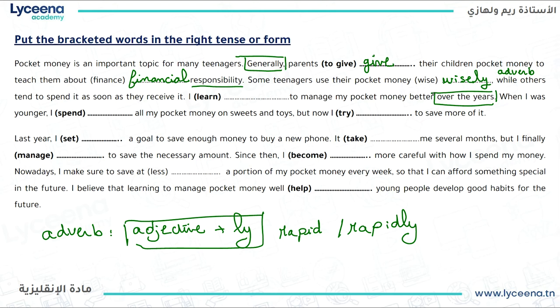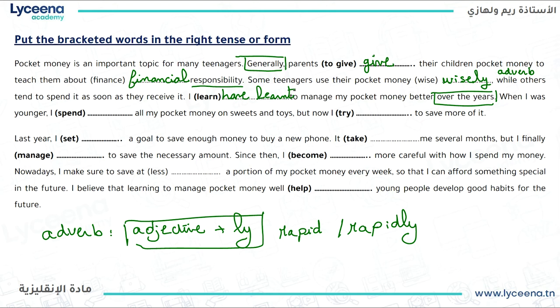What's the form of the present perfect? It is has or have plus past participle. So we're going to revise the present perfect later on. So what about learn? What's the past participle of learn? It is learned. So I have learned to manage my pocket money better over the years.